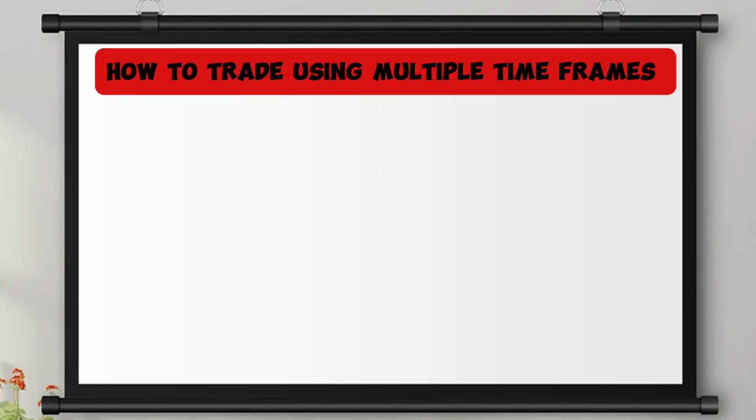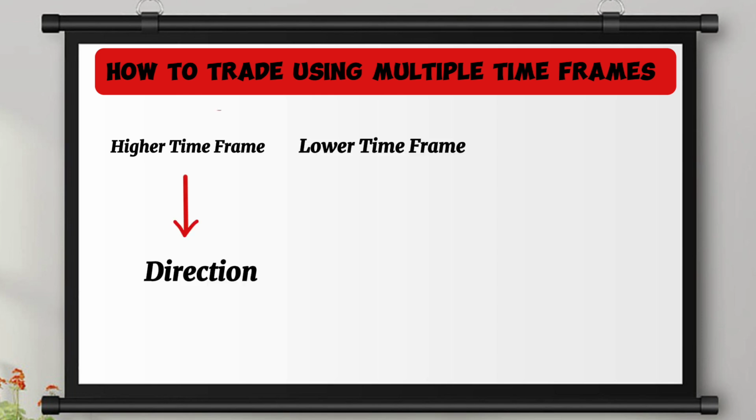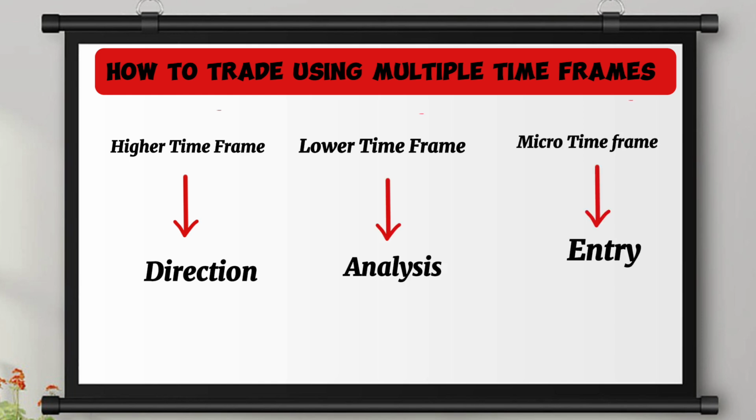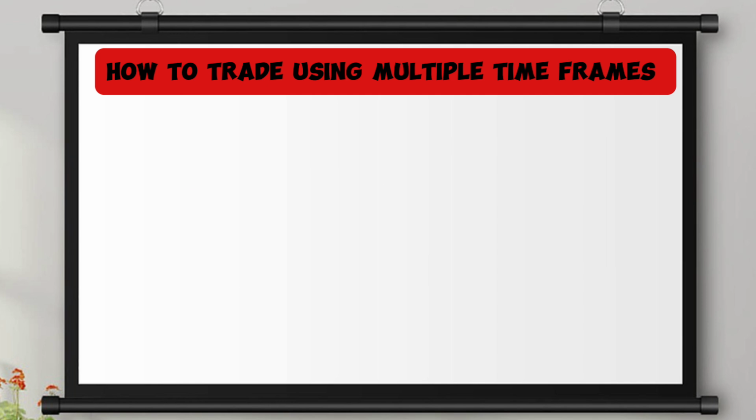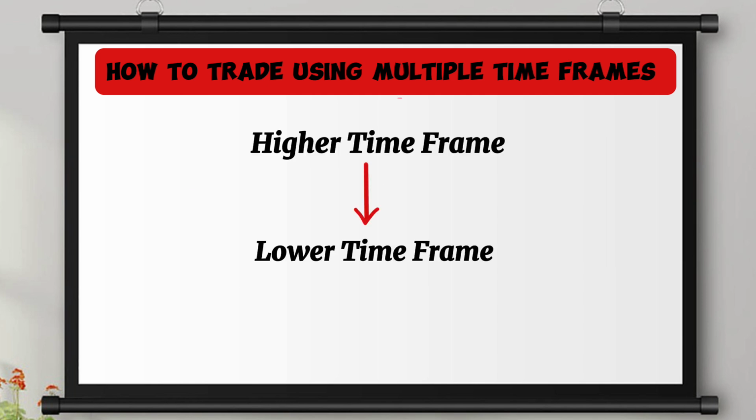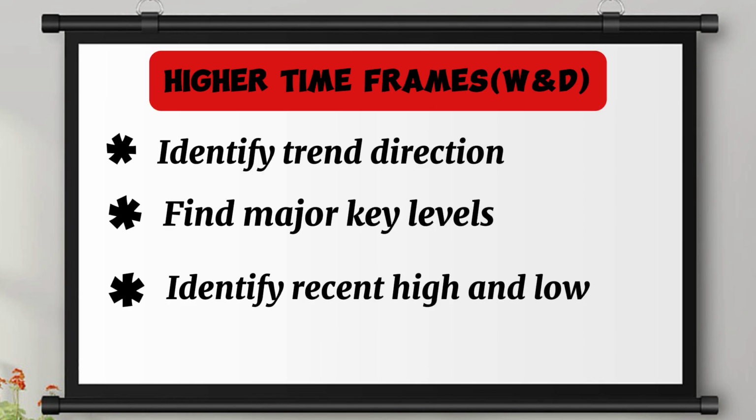Okay, how do we trade using multiple time frame analysis? The high time frame gives us the market direction. The lower time frame is used for analysis. The micro time frame is for entry. Basically, top-down analysis is looking at the market from the higher time frame, to the lower time frame, and then the micro time frame. The higher time frame is basically the weekly time frame and the daily time frame.